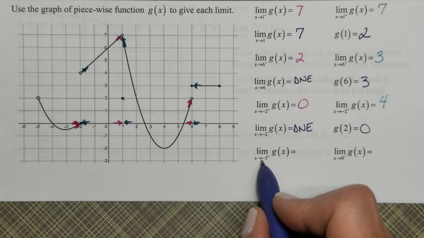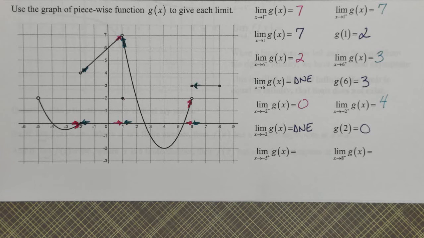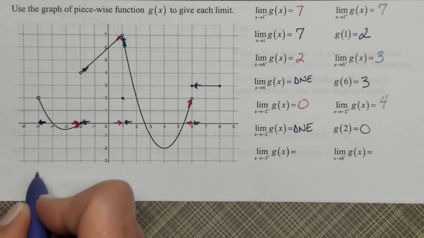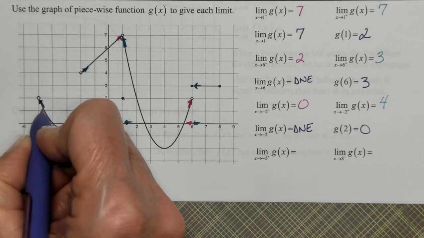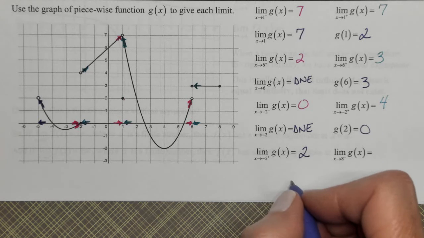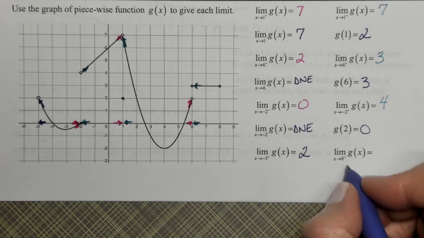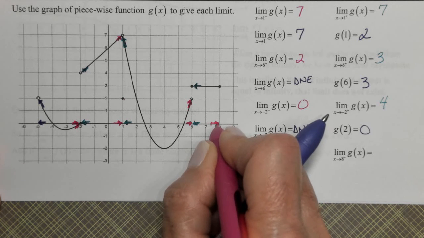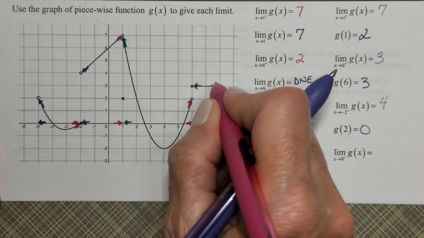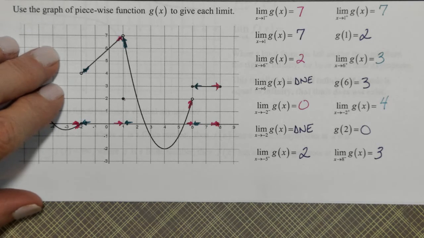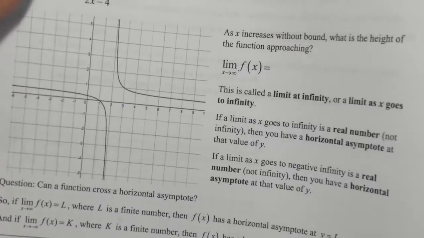All right, as x approaches -5 from the positive side, well, let's go find -5. -5 from the positive side would be right here. The function is up here. It thinks it's going to go to 2. So as x approaches -5 from the right, g of x is 2. Let's approach 8 from the left. 8 from the left will be right there. From the left, the function value is approaching 3. So that limit would be 3. The piecewise functions make for some very interesting graphs.